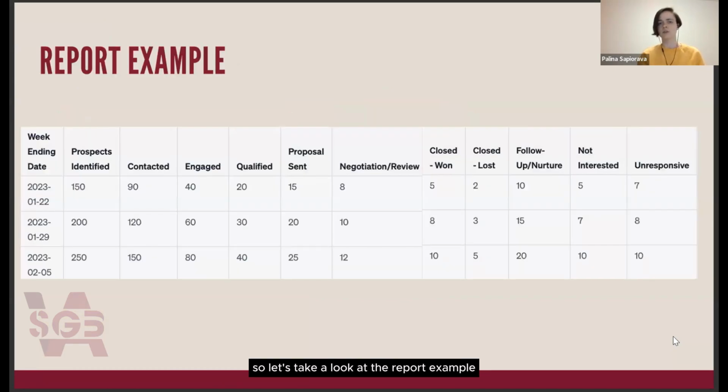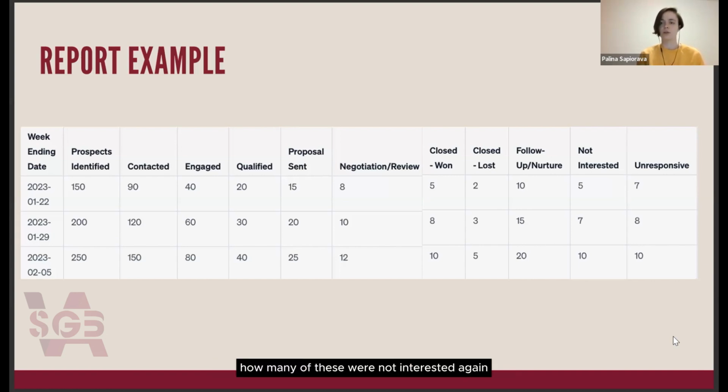So let's take a look at the report example. See, you have there all the data we have discussed with different metrics, like, for example, of course, time period, then how many prospects were identified, contacted, qualified, how many meetings, probably won deals, which means that they decided to buy the product, or that they just were given to the sales team. Depends on the arrangement between you and the client.